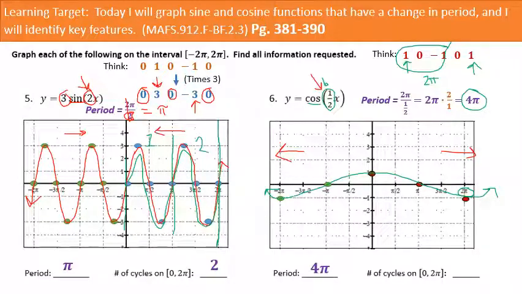Okay, so what's our period? Our period was 4 pi. We calculated that right here. Now let's look, how many cycles do we see from 0 to 2 pi? Well, here's 0, here's 2 pi. Do we see a full cycle? Nope, we only see half a cycle. Remember, this b value is what this number should be. Always. If it's 2, then this is going to be 2. If it's 1/2, then the number of cycles you'll see is 1/2. That b value will always tell you the number of cycles that you should see between 0 and 2 pi. Let's try 2 more.